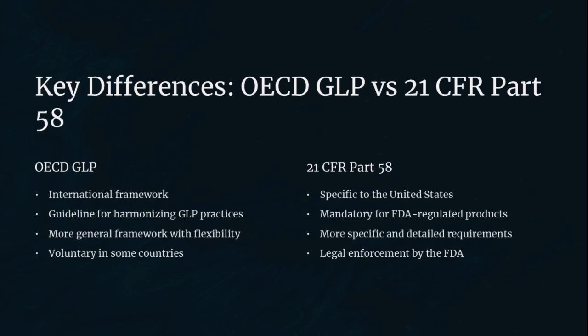OECD GLP provides an international framework and guidelines for harmonizing GLP practices, offering more general frameworks with flexibility and is voluntary in some countries. In contrast, 21 CFR Part 58 is specific to the United States, mandatory for FDA-regulated products, and includes more specific and detailed requirements enforced by the FDA.